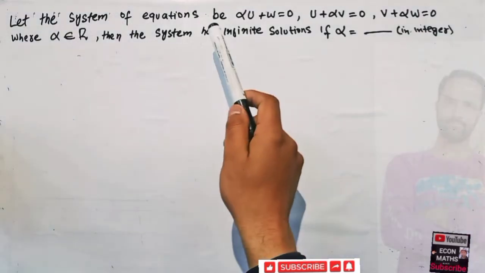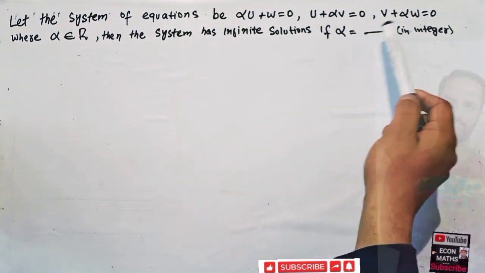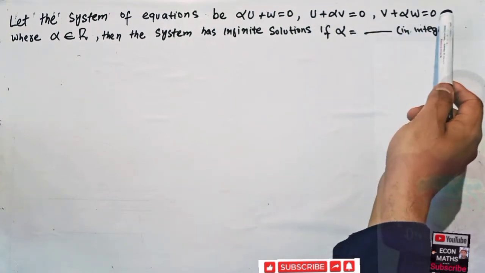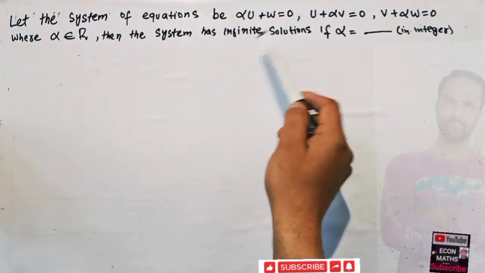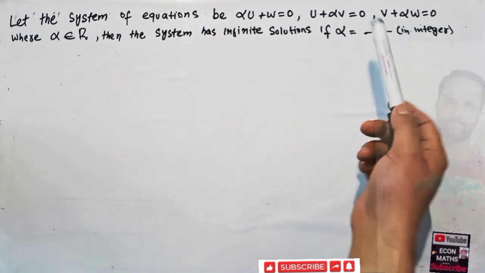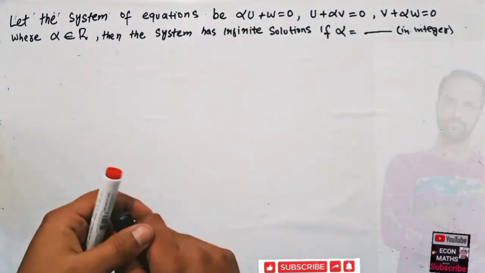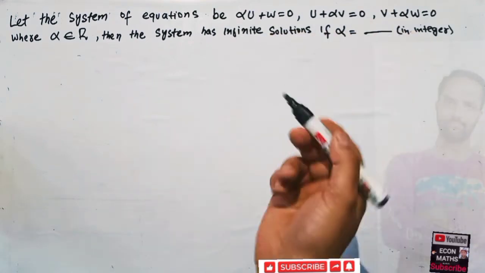Let the system of equations be alpha u plus w is equal to 0, u plus alpha v is equal to 0, and v plus alpha w is equal to 0, where alpha belongs to real numbers. Then the system has infinite solutions if alpha is equal to, we have to find the value of alpha here, for which this system of equations has infinite solutions. So let us write these equations first.